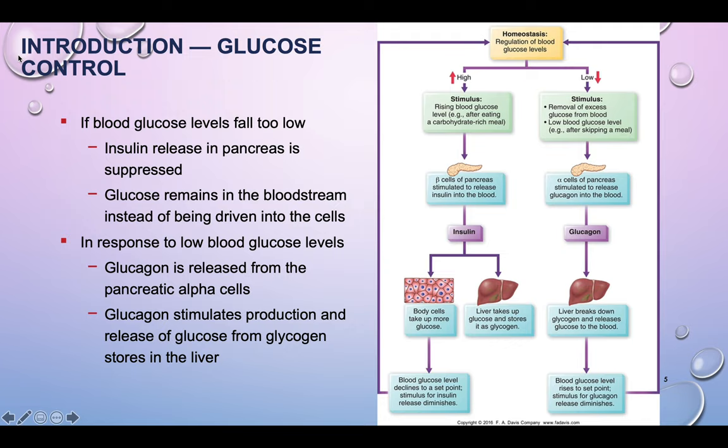So, okay, if the blood glucose level falls too low, then insulin released in the pancreas is suppressed. So we shut the insulin off. If the blood sugar falls too low, shut the insulin off because we don't want to drive any more into the cells. Glucose remains in the bloodstream instead of being driven into the cells in response to a low blood glucose level. So I don't know if any of you guys have experienced that. It's not a very good feeling.